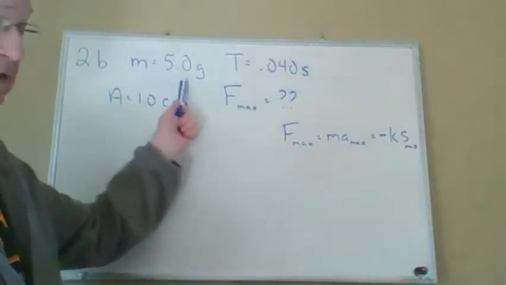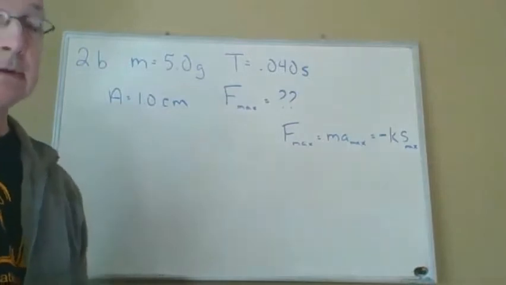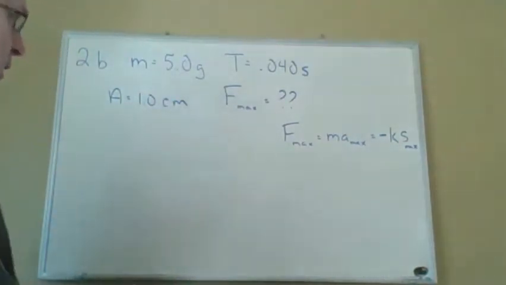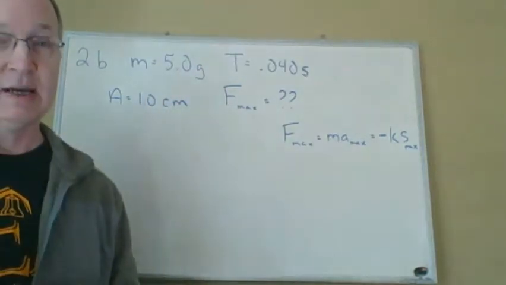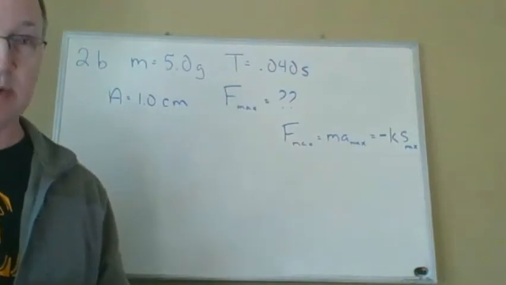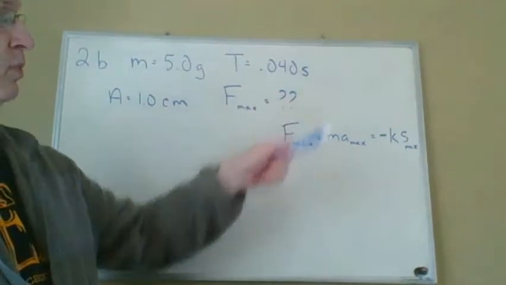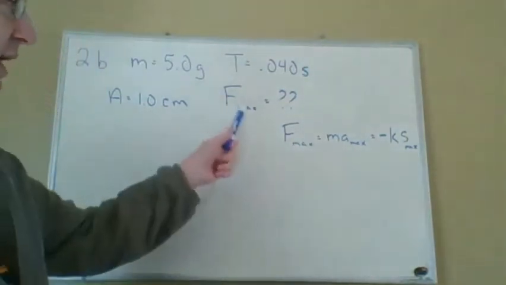First of all, it tells us what the mass is. Now, 5 grams is not the unit we want. Grams, of course, we want it in kilograms. We'll convert that later. We know that the amplitude of the mass spring system is 1 centimeter. Also, not the unit we want. We want it in meters. We'll convert that later. And they tell us the period is 0.040 seconds. So we need to find the maximum force.